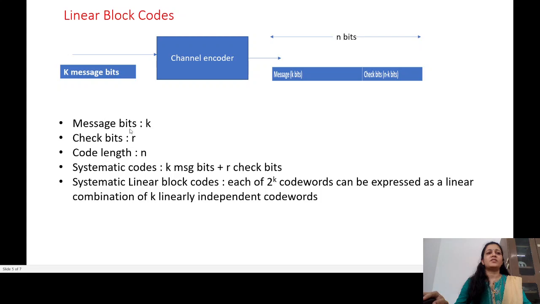The length of message bits is always represented as k and the length of check bits is represented as r, which is actually n minus k. And the code word length is represented as n. In case of systematic codes, we always have the message bits and then we have r number of check bits. So this representation is more specifically a systematic block code. In a systematic linear block code, each of the 2 power k code words can be expressed as a linear combination of k linearly independent code words. That is our systematic linear block code.